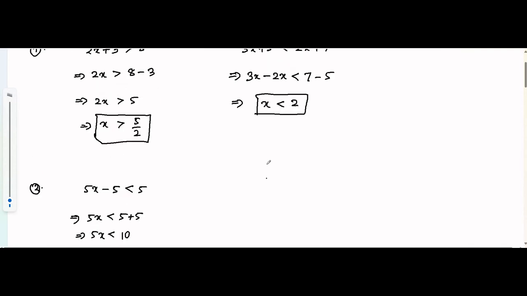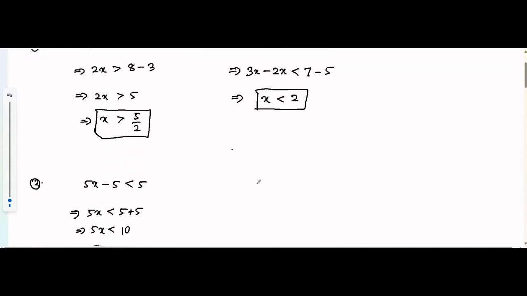So simple. Similarly here, let's say we have 2x minus 4 is greater than or equal to x plus 5. Here, okay, I will keep it x minus 5, not plus 5, minus 5.